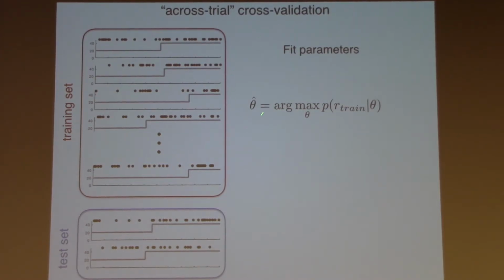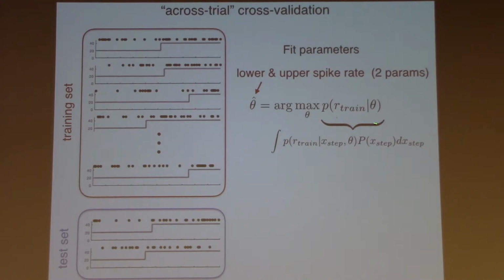In this case, we want to fit the parameters. Those parameters are just the lower and upper spike rates. However, the time of the step is a latent variable. So computing the probability of the spike trains X given theta involves integrating out the step time.